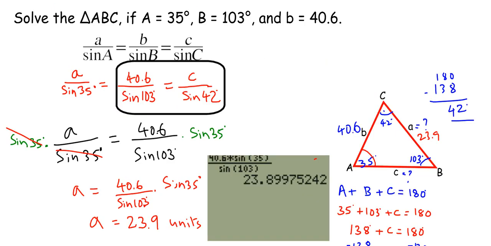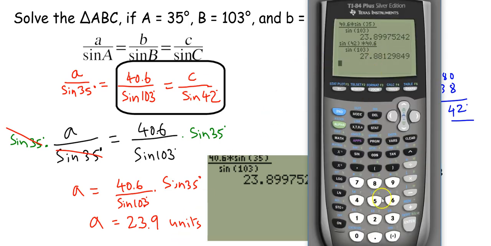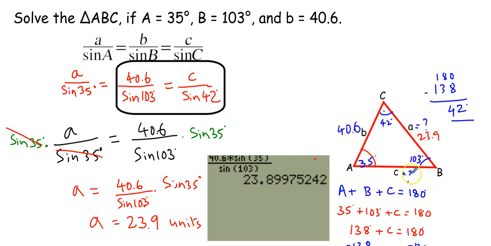So let's go back to the triangle. We have A, we have B, now we have that is C, 27.9. Angle A, angle B, angle C, everything is done, right? So this is how you solve a triangle.